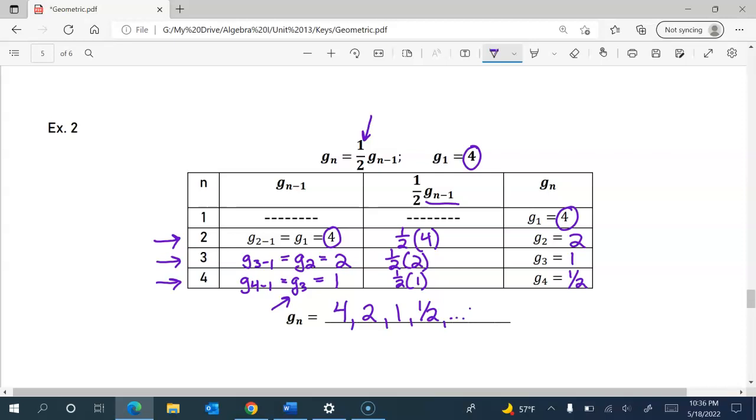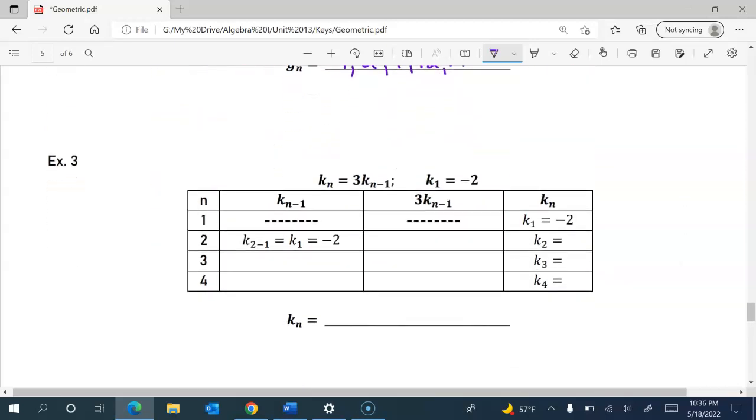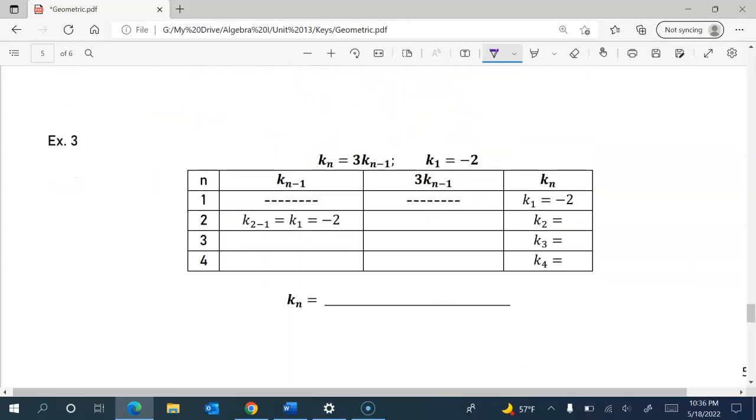Alrighty, I'll get you started on this next one here. Our K sequence. Looks like I didn't make a typo like I did yesterday. With our K sequence, we are multiplying by 3 every time. My starting term, my first term is -2. So in order to find my second term, I need to take 3 times -2, which is -6.